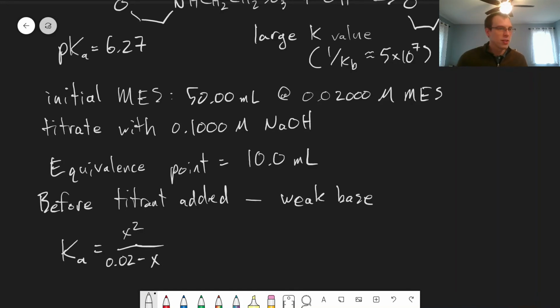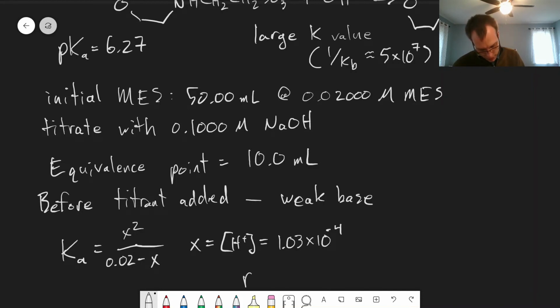All right, and so we can go ahead and solve this for x. I won't go through all the details of this, but x is going to be equal to the concentration of H plus, which is equal to 1.03 times 10 to the minus 4. And that gives a pH very close to 4, pH of 3.99. Right, so nothing special here. This is a weak acid, not base. A weak acid in solution, and so we would solve this like any other weak acid problem.